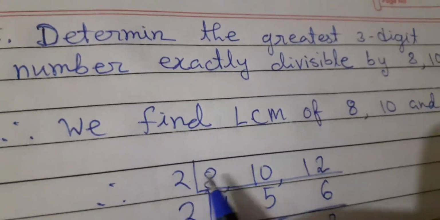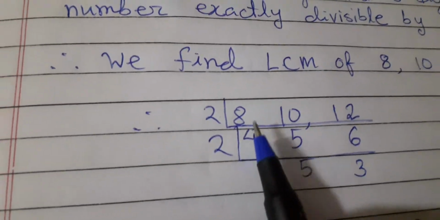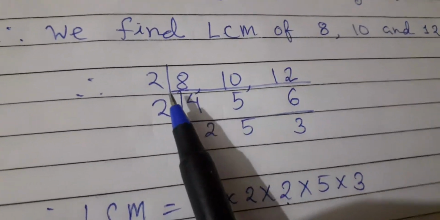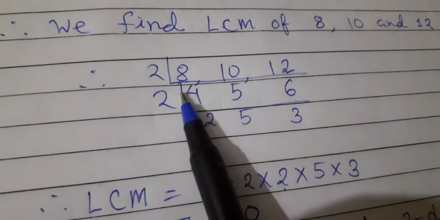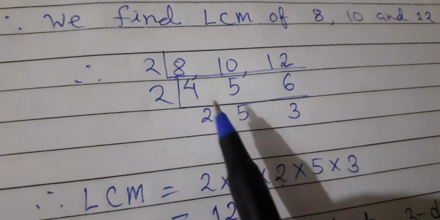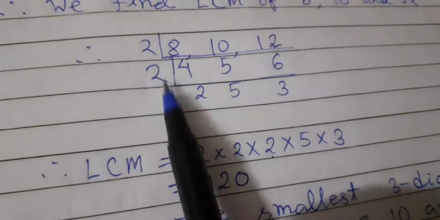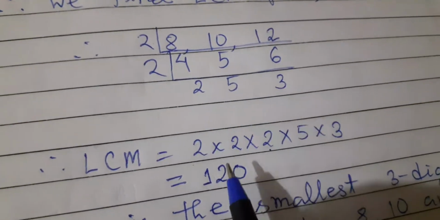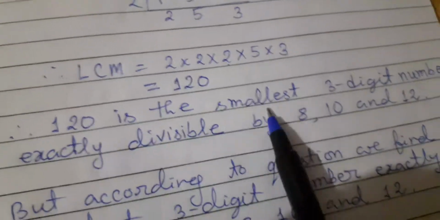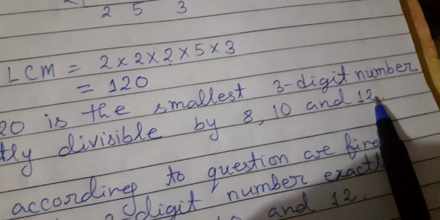Same question. But in question number 4 we found the smallest 3-digit number, but now we find the greatest 3-digit number. Find the LCM of this. We get 2 4s are 8, 2 5s are 10, 2 6s are 12, 2 2s are 4, 5, 2 3s are 6. Therefore, LCM is what? 2 into 2 into 2 into 5 into 3. We get 120. The 120 is the smallest 3-digit number which is exactly divisible by 8, 10 and 12.